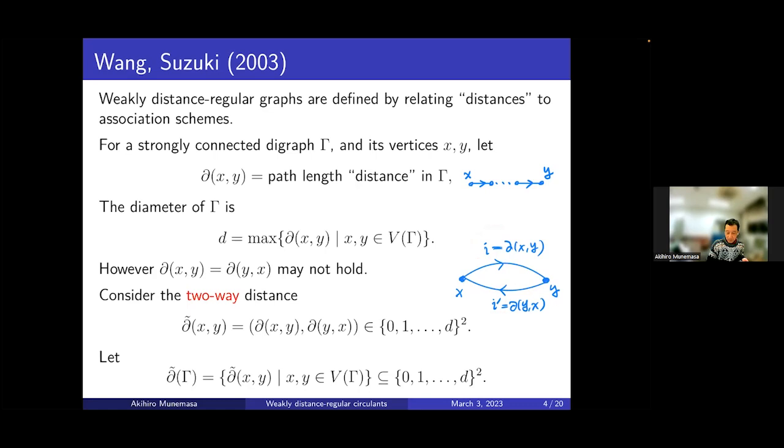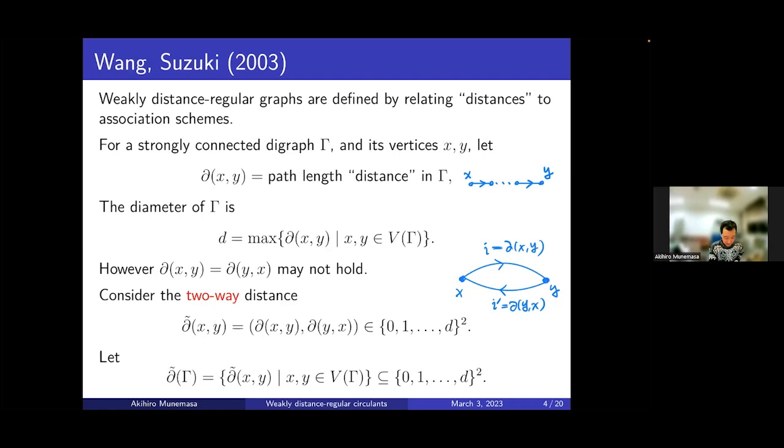So any pair of vertices determines two integers, the distance from x to y and the distance from y to x. These two integers take values from 0 to d, where d is the largest possible value. So we consider the collection of all pairs of this kind of distance and denote it by tilde delta of gamma.